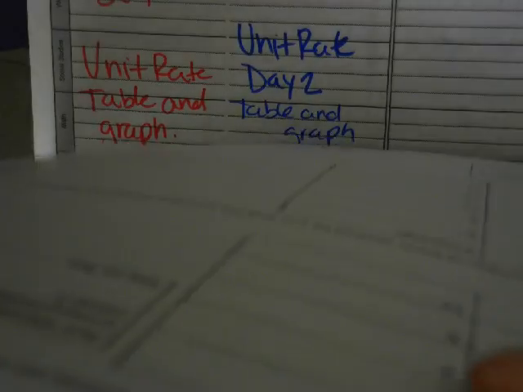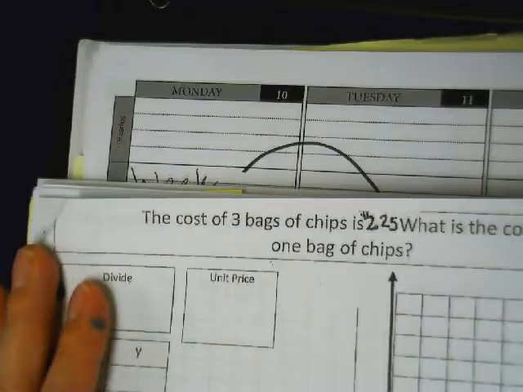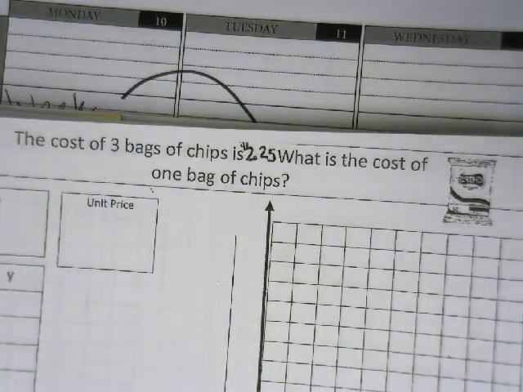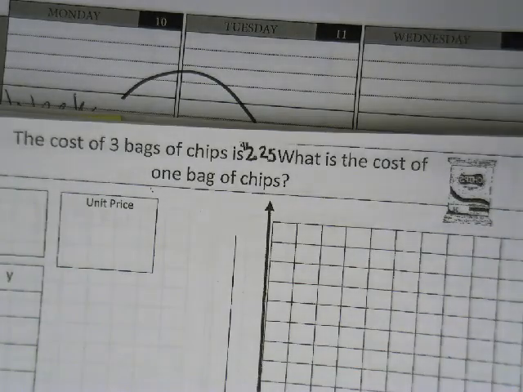All right. Thanks. And page 6, página 6. Let's do it. The cost of 3 bags of chips is $2.25. Is that a deal or not? 3 bags for $2.25. So is it going to be more than $1 or less than $1 for 3 bags? Less than $1. Each bag is going to cost less than $1, right?